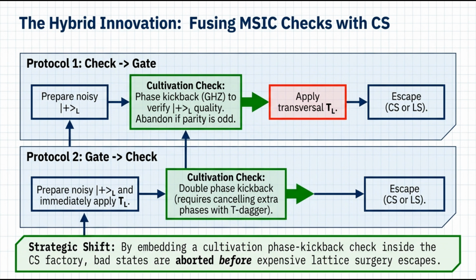To mitigate the challenge of fault-tolerantly preparing larger three-dimensional codes, the authors propose a hybrid protocol that fuses magic state cultivation checks directly into the code switching factory.